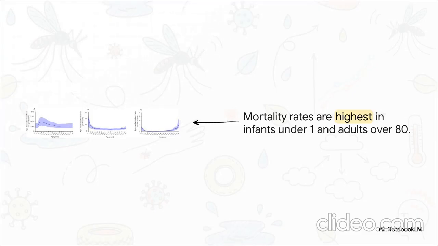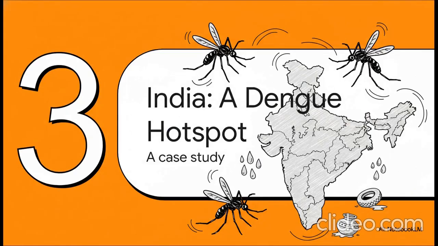Take a look at chart C. It's showing mortality rates, and you can see this clear U-shaped curve. The risk of dying from dengue is highest for the very young, infants under 1, and for the elderly, people over 80. To really understand how all these factors work in the real world, let's zoom in on a country that has a massive share of the world's dengue cases: India.